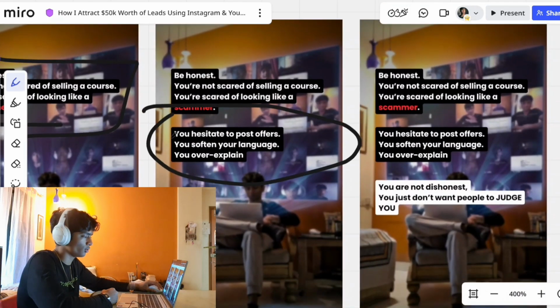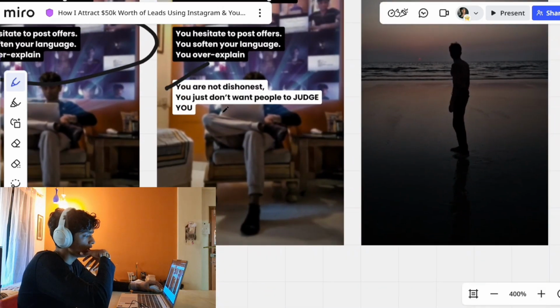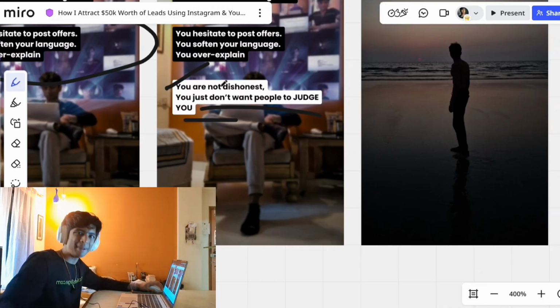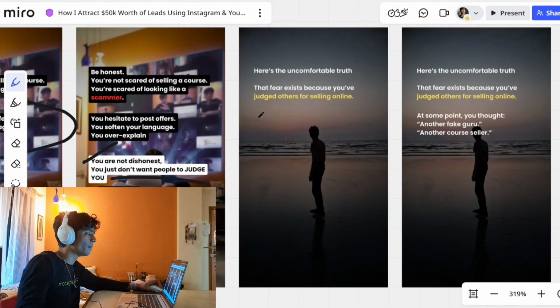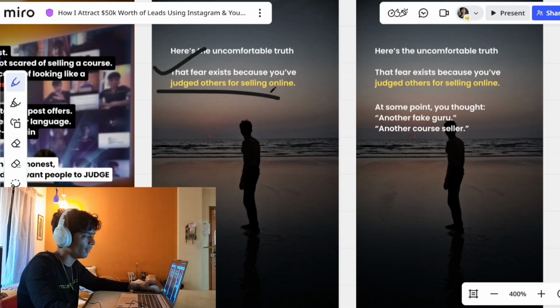You hesitate to post offers. You soften your language. You over-explain their current state. You are not dishonest. You just don't want people to judge you. Just tapping into the core pain belief that people have. And here's the reality. That fear exists because you've judged others for selling online.